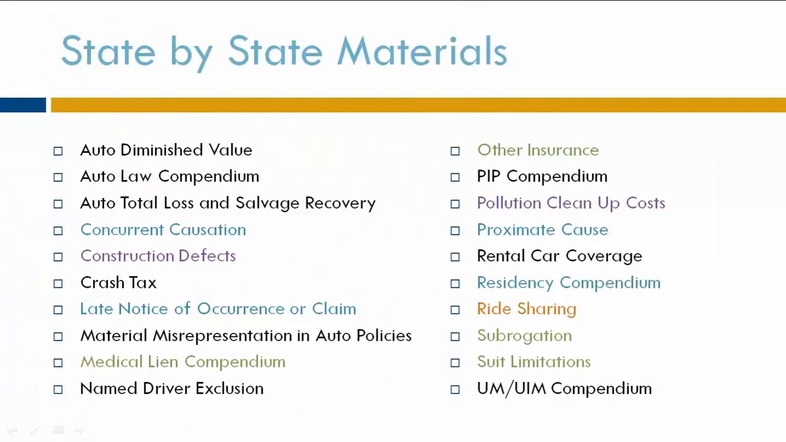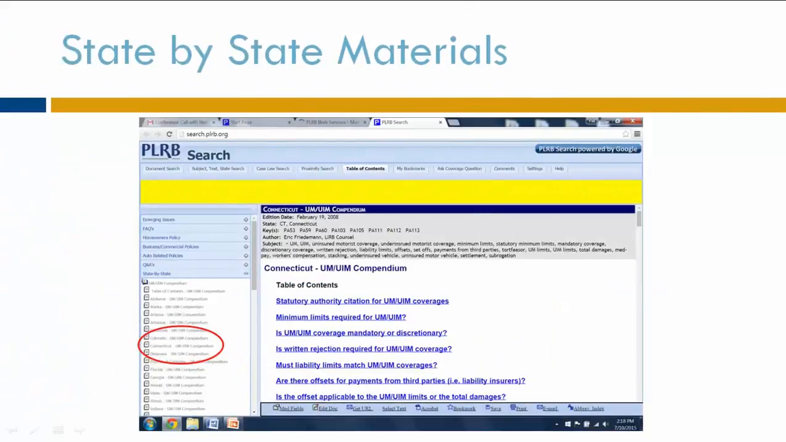The next PLRB product is our ever-growing state-by-state annotations. As you can see, PLRB has over 20 different issues related to casualty coverage broken down by state. We continue to expand this area of our database with areas of interest to our members. On this screen you can see a portion of the state-by-state uninsured, underinsured compendium.